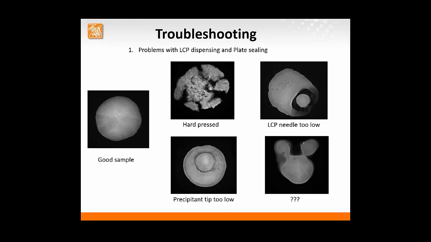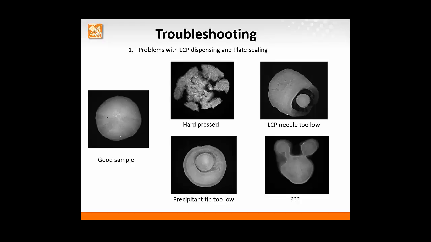Very often, if you press too hard during plate sealing, you can create some indentations in your sample or completely disintegrate the LCP bolus. If the LCP needle of the robot comes too close to the plate or even touches the plate, you also get some irregularity in the dispensing of LCP. If your precipitant tip comes too low, you can also create a footprint on the LCP droplet. And I cannot even speculate what happened in the last case, where this Mickey Mouse head shaped drop was dispensed, but this is also a very common occurrence in the dispensed drops.